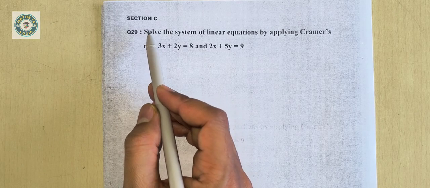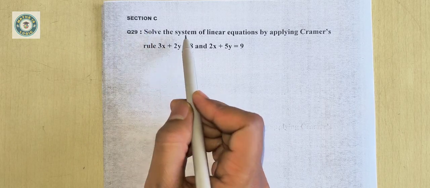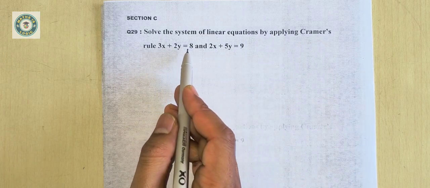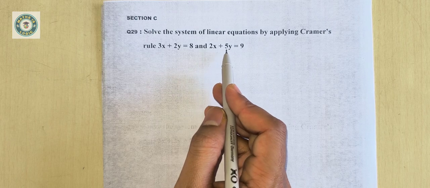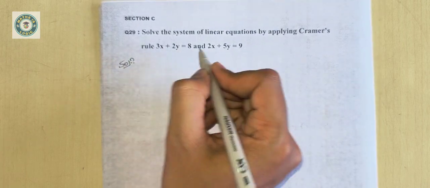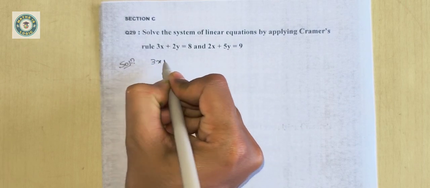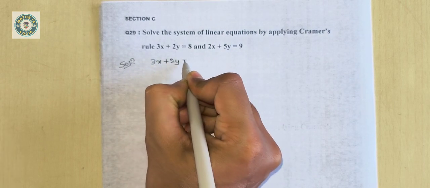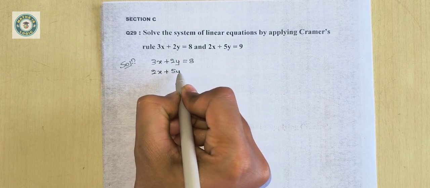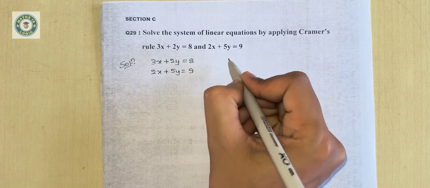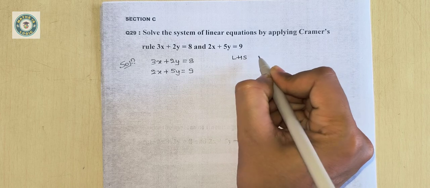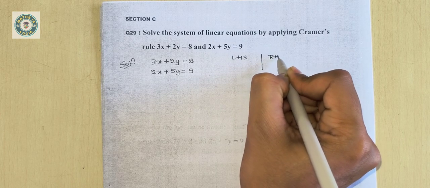Next, section C. In the 29th question, solve the system of linear equations by applying Cramer's rule. 3x plus 2y is equal to 8 and 2x plus 5y is equal to 9. So first write the two linear equations here. 3x plus 2y is equal to 8. Next, 2x plus 5y is equal to 9.